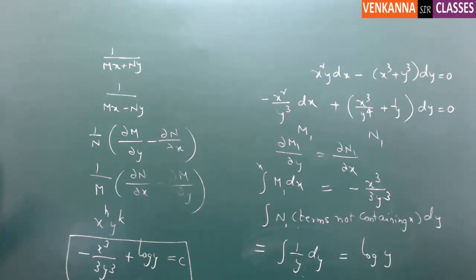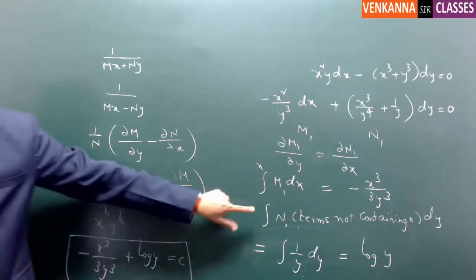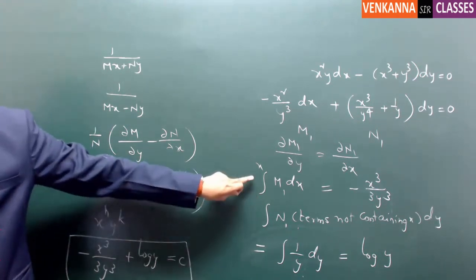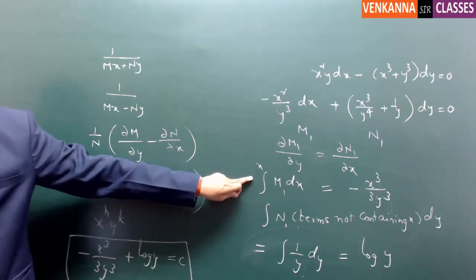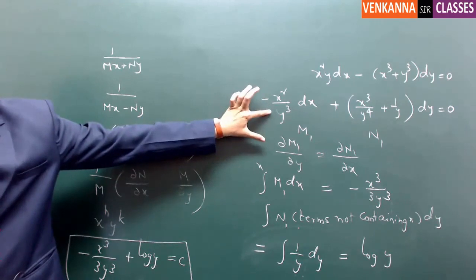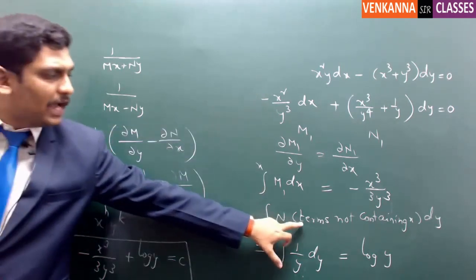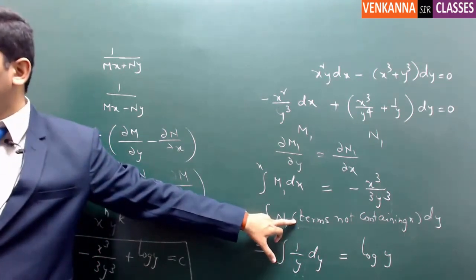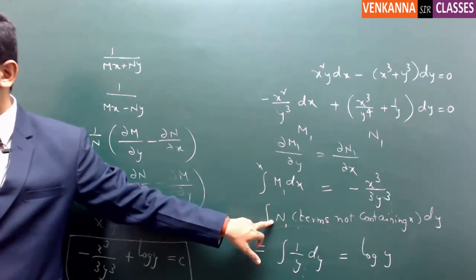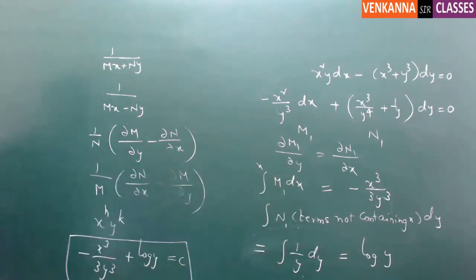And I will say one thing here: I have used the first method. For doing the integration of m1, I integrate the terms with only x, and the y value is treated as constant. In n1, I have chosen terms not containing x. However, if you want to do it with the standard procedure, what is the standard procedure?